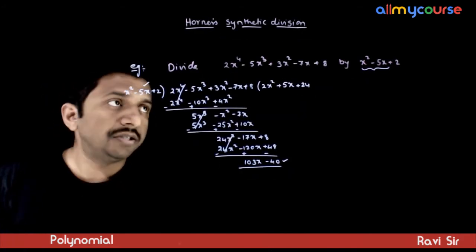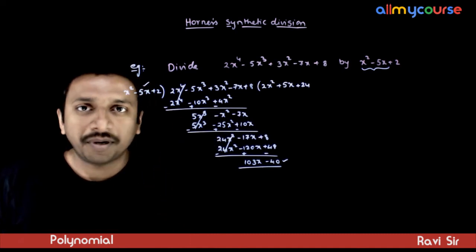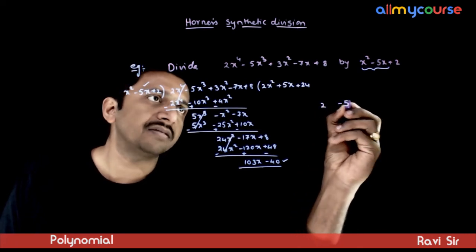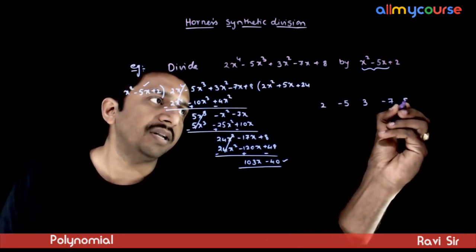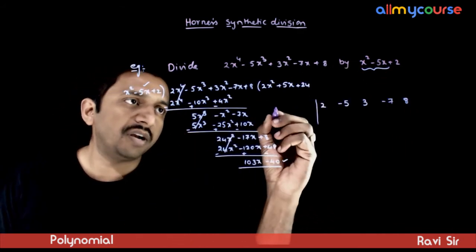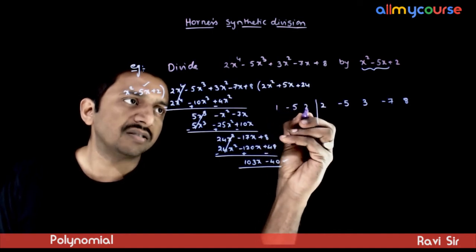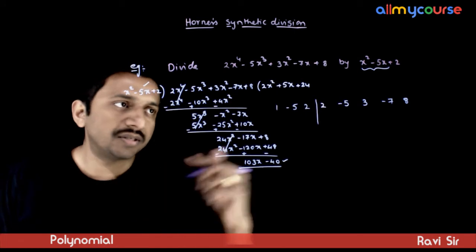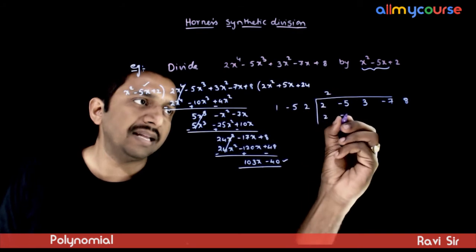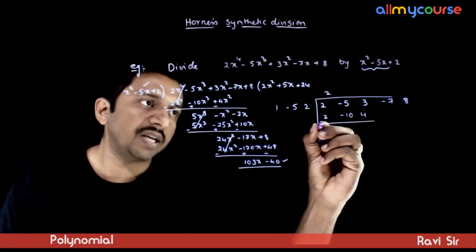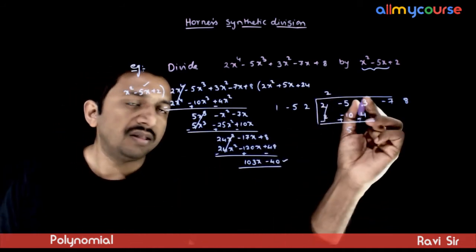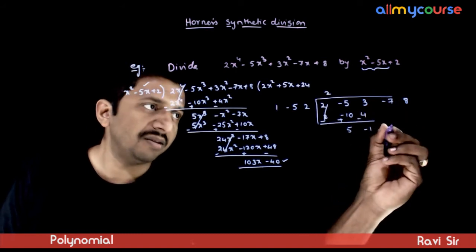So next, let us use Horner synthetic division of type 1. So here I'll write all the coefficients: 2, minus 5, 3, minus 7 and 8. These are the coefficients of the dividend, and the coefficients of the divisor are 1, minus 5, 2, and I follow the same process. 1 2 is 2, minus 10 and 4. If you subtract, 2 and 2 get cancelled. 10 minus 5 is 5, 3 minus 4 is minus 1. You borrow the next term.